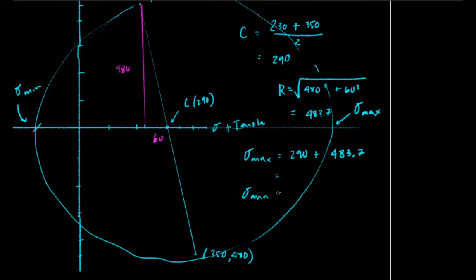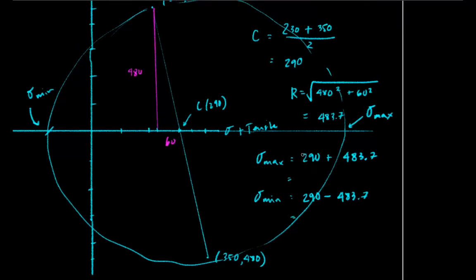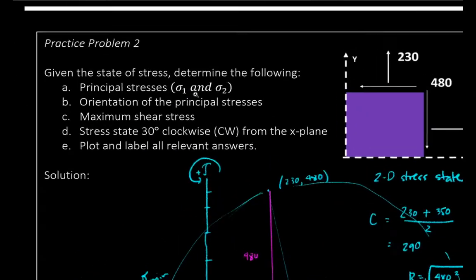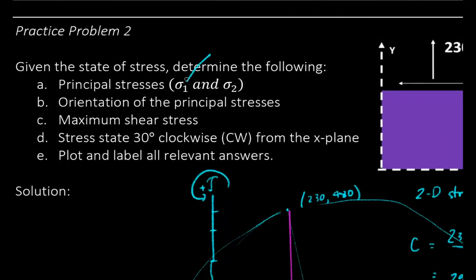Then we have sigma min, which is just equal to 290 minus our radius, which is 483.7. Okay, again, you can compute this on your own, no? And with that, we've computed sigma 1 and sigma 2. And again, the convention is the lower the subscript, the higher the value. So sigma 1 is actually sigma max for a 2D stress state, and sigma 2 is our sigma minimum.